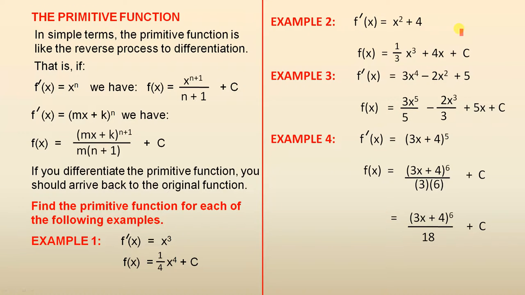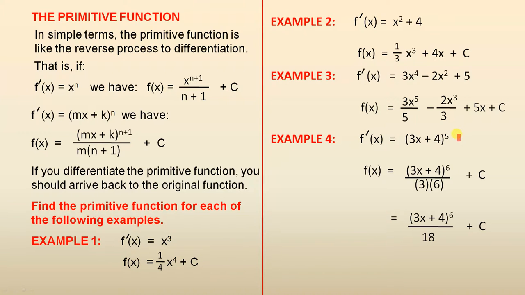Example 2. If f dash x equals x squared plus 4, therefore f x equals a third x cubed plus 4x plus c. Just follow the rule here, and that's how we find the answer. Example 3, if f dash x equals that expression, then f x equals that expression. And all you do, follow that guide there. And if you differentiate that, you'll end up with this.